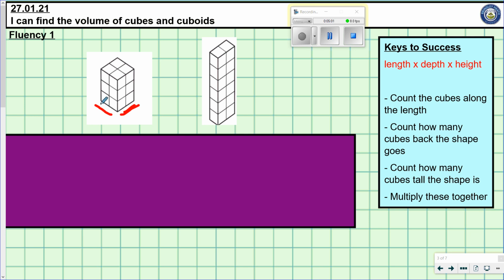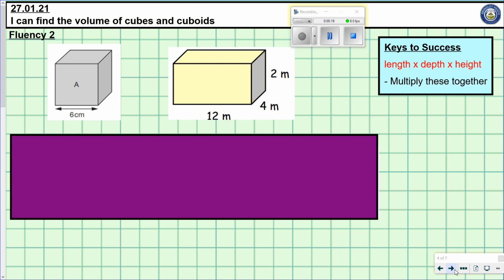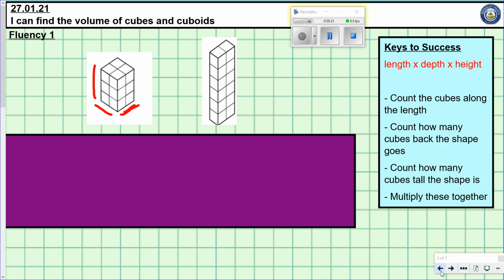And the height is how tall the cuboid is. So I can look up the side here and think about that. So just like with area, sometimes when you're looking at volume questions, they might give you cubes, like I've got here. Other times, they might just give you the shapes and the measurements, okay? So first of all, these shapes are made up of cubes.